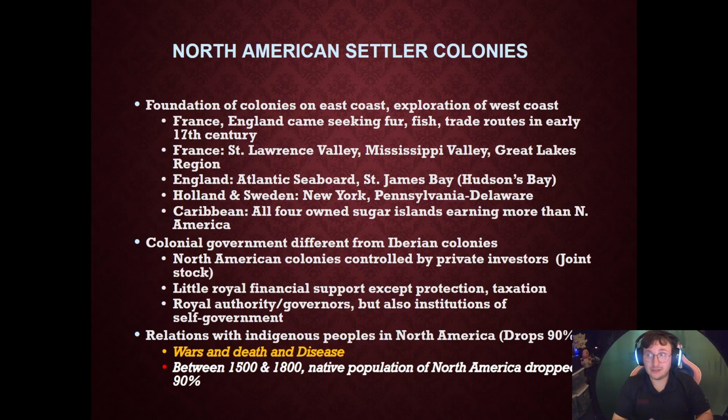Holland and Sweden are going to settle at the beginning, in the area of New York, Pennsylvania, and Delaware. Those are going to be kicked out and taken over by the Netherlands. The Caribbean: all four of these countries own sugar islands in the Caribbean, and the sugar islands are going to make more money than all of North America put together.